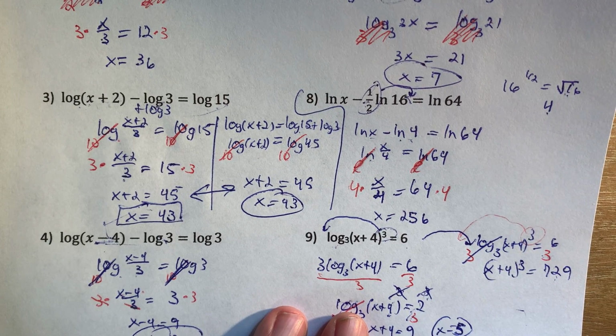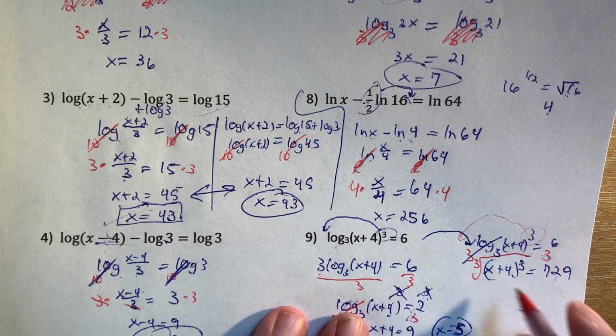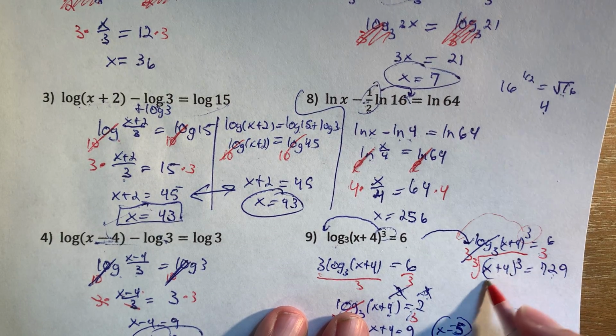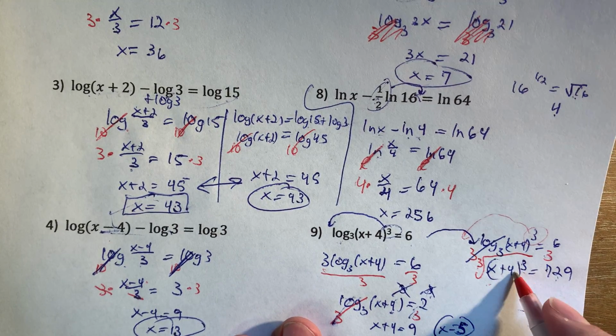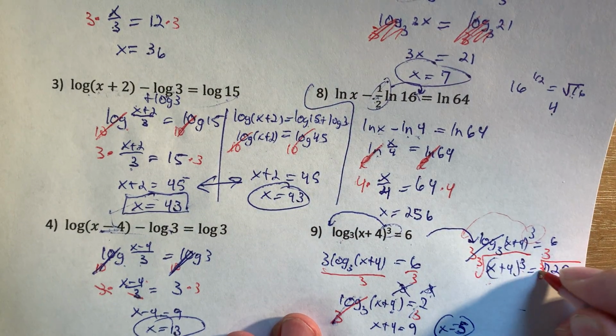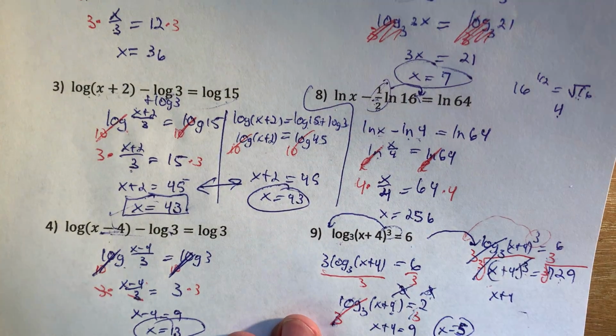And now, how do you undo x plus 4 cubed? Well, to undo cubing, we do a cube root. Notice, this isn't 3 to the power of. If it was 3 to the power of, we would do a log. But it's something cubed. Cube root and cubed are inverses. So we're going to do the cube root of both sides. So cube root and cubed cancel out.